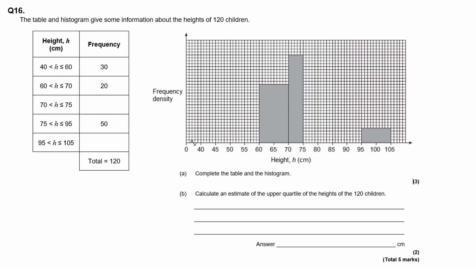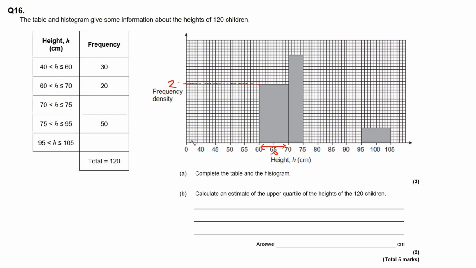Question 16. The table and histogram give some information about the height of 120 children. What they ask us to do is to complete the table and histogram. In order for me to complete the table, I need to look at the frequency along with my graph here. The distance between 60 and 70 is 10, 10 times something, because the area of each of these bars should give me the frequency. 10 times something should give me 20, so that means this is 2.